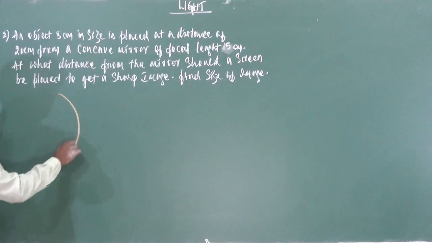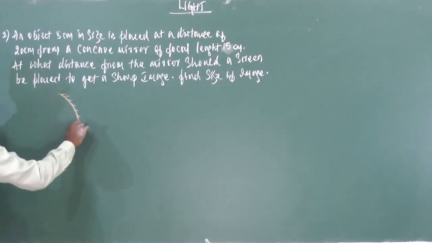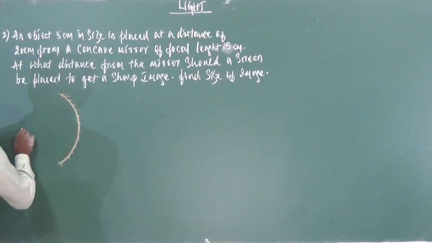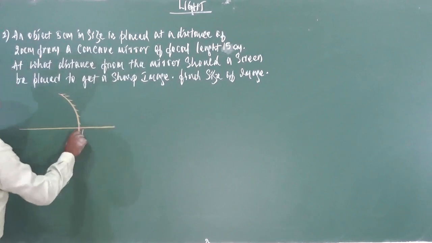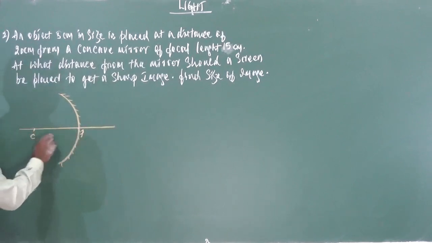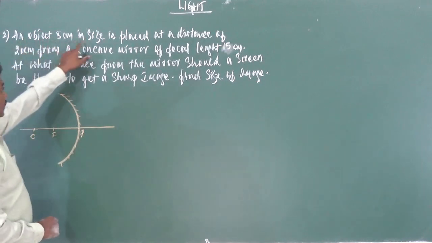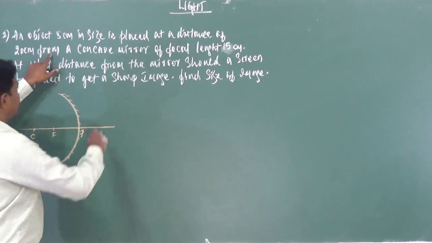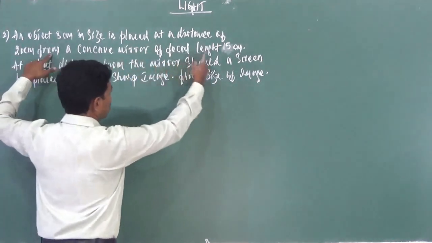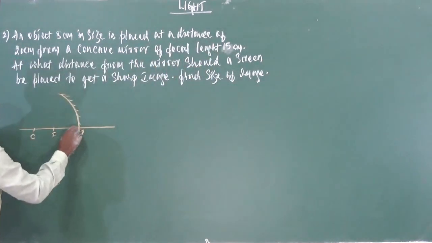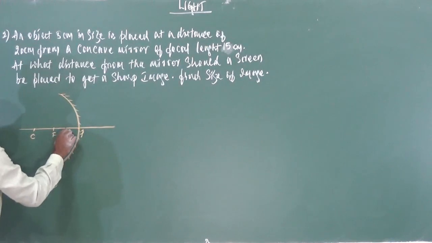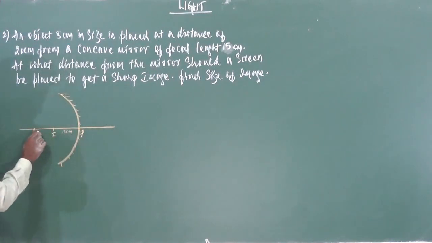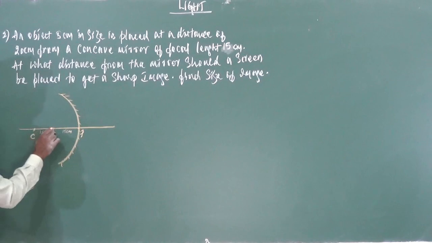Okay, so this is the concave mirror. So this is the pole of the mirror. This is the pole. This is the center of curvature. This is the principal focus. Now, an object 5 cm size is placed at a distance of 20 cm from a concave mirror of focal length 15. Okay, so this is the focal length. This is 15 centimeters, and this will be again 15 centimeters. So 15 plus 15 is 30 centimeters here.